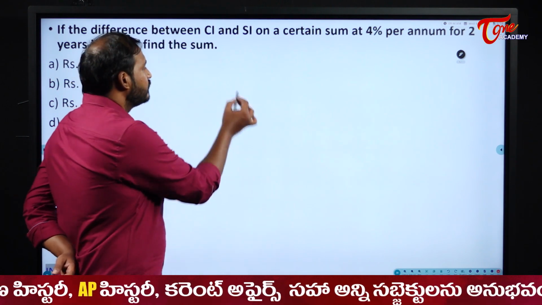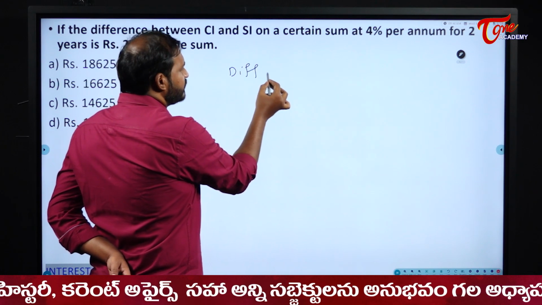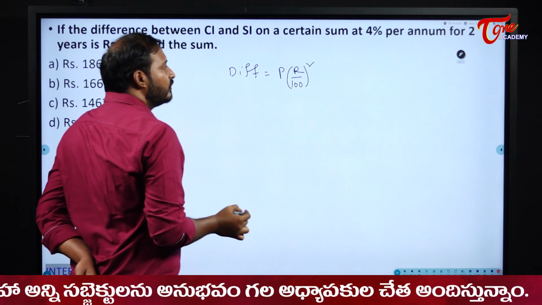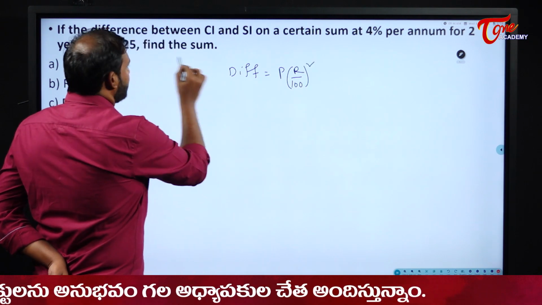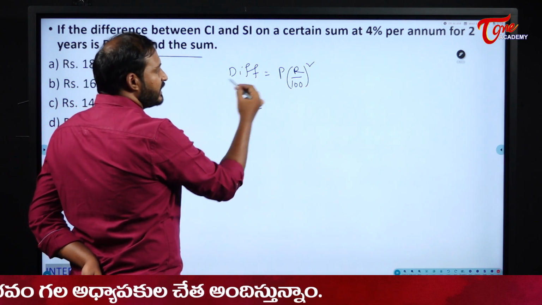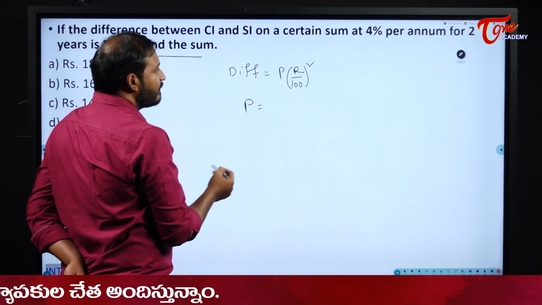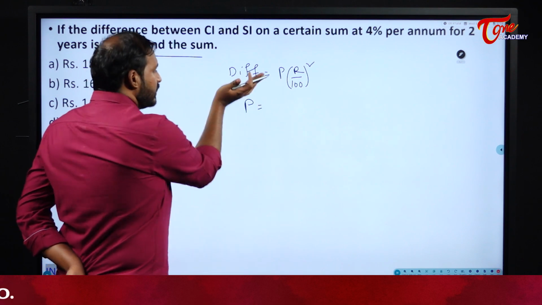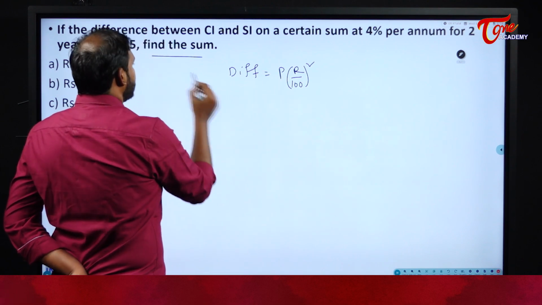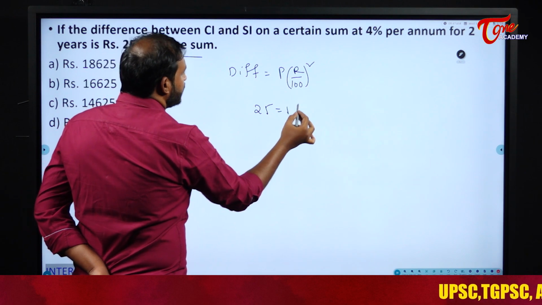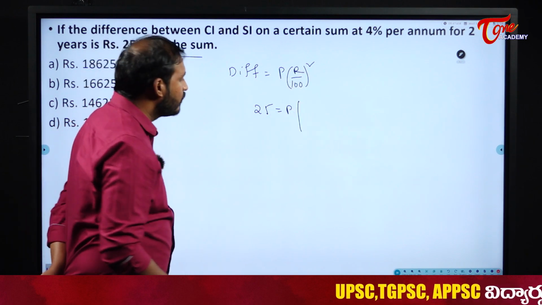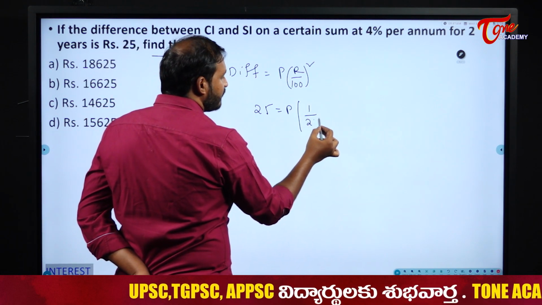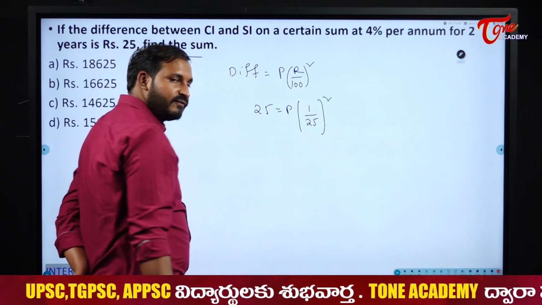What is the formula we have? Difference is equal to, simply substitute in the formula, P R by 100 whole square. So, they are asking us the sum, that means the principal. Then what happens to principal here? Tell me, students. If I send this one to this side, it will come to the denominator. Okay. Anyway, sir, why we need to make it complicated? Make it simple. 25 is equal to P into, what is rate of interest? 4. 4 by 100 means what it becomes, students? It becomes 1 by 25 whole square.